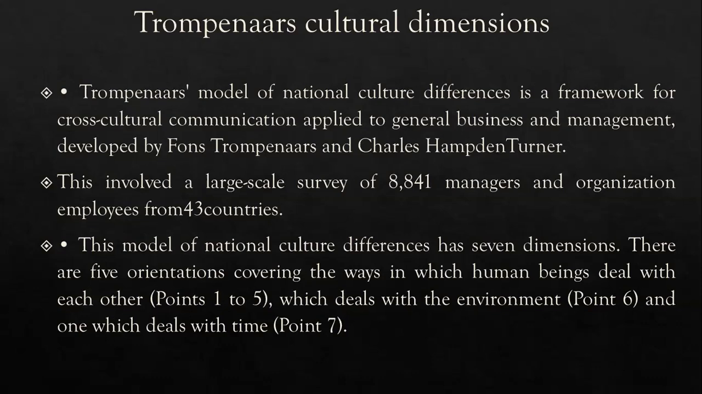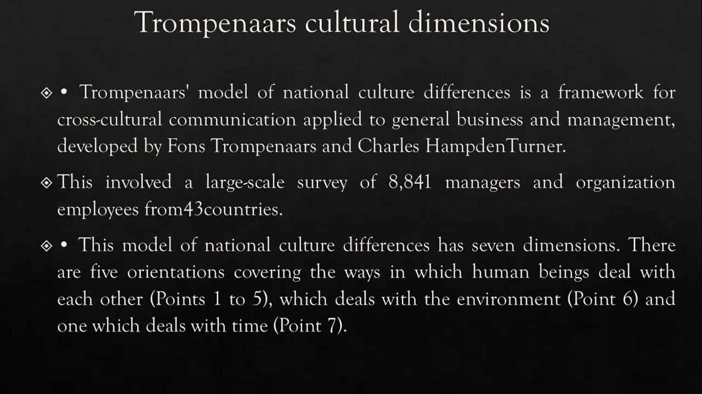Again, here you see dimensions. There are 5 orientations covering the ways in which human beings deal with other human beings in a confined space or in that particular context, which is dimension 1, 2, 3, 4, 5. And then we will have totally 7 dimensions. Dimensions 1 to 5 focus on how human beings deal with each other. The 6th point is about how human beings deal with the environment. And the last, 7th point, has to do with how human beings deal with time. Understood, right? With people, points 1 to 5. With environment, the 6th point. And with time, the 7th point.